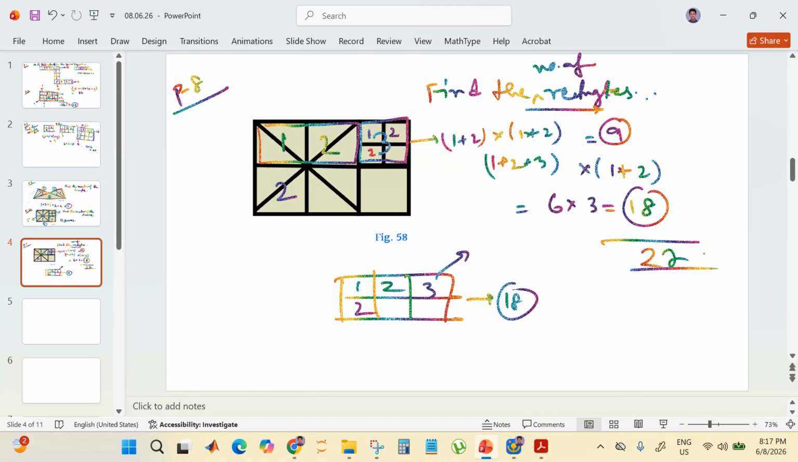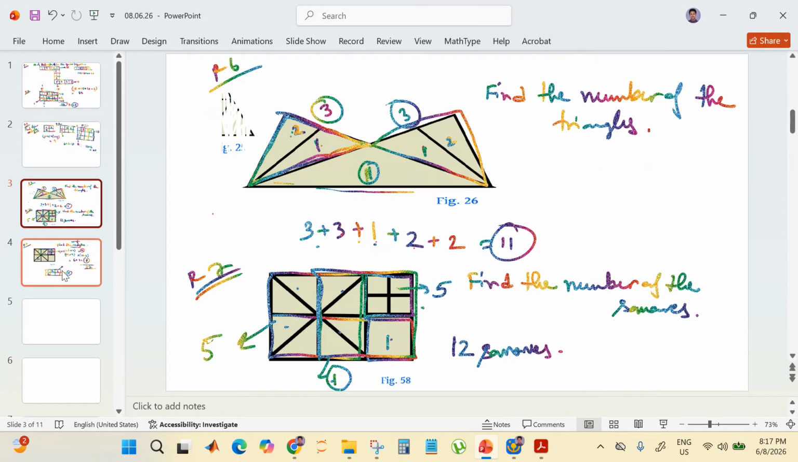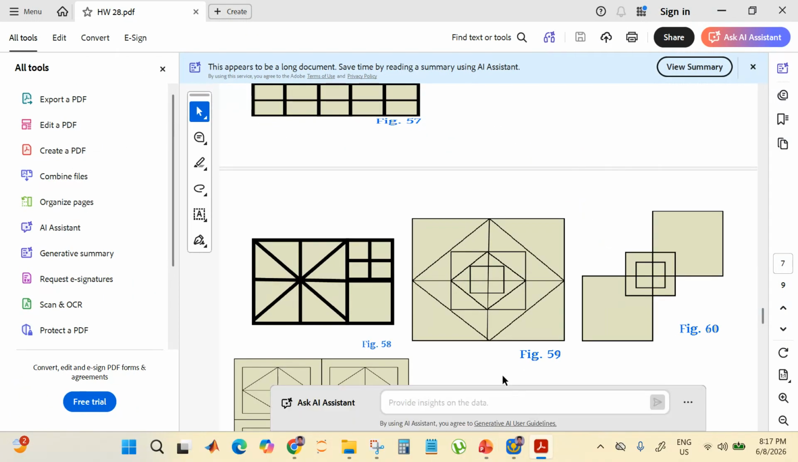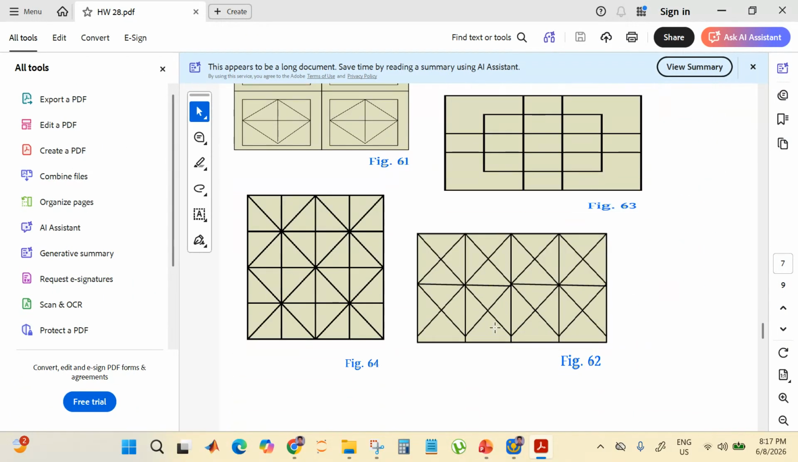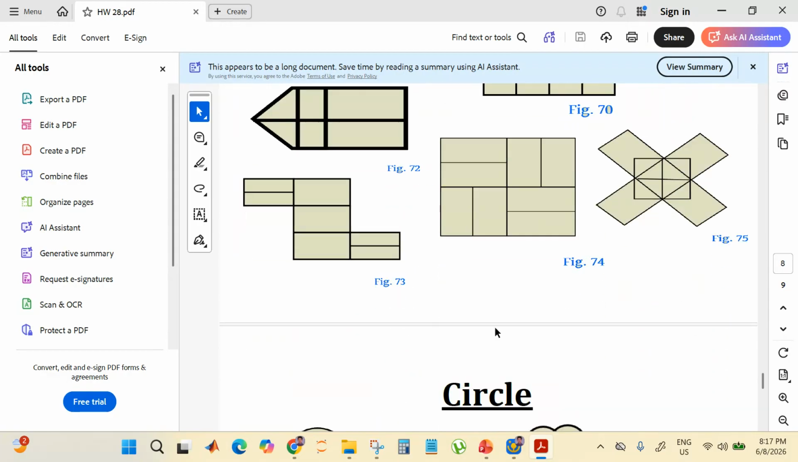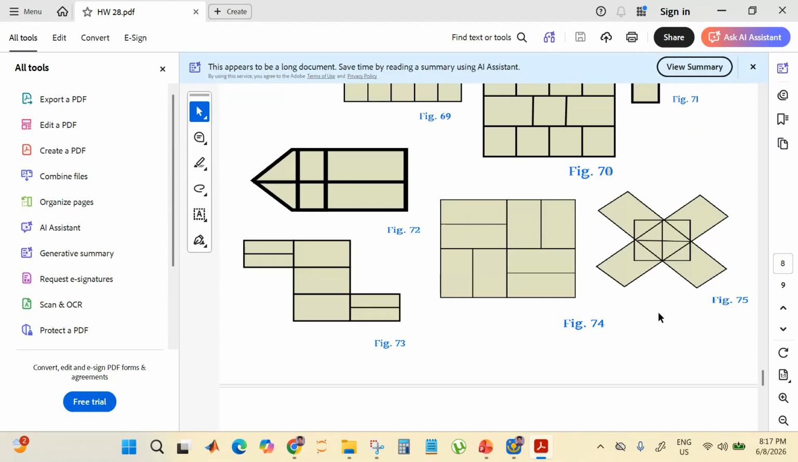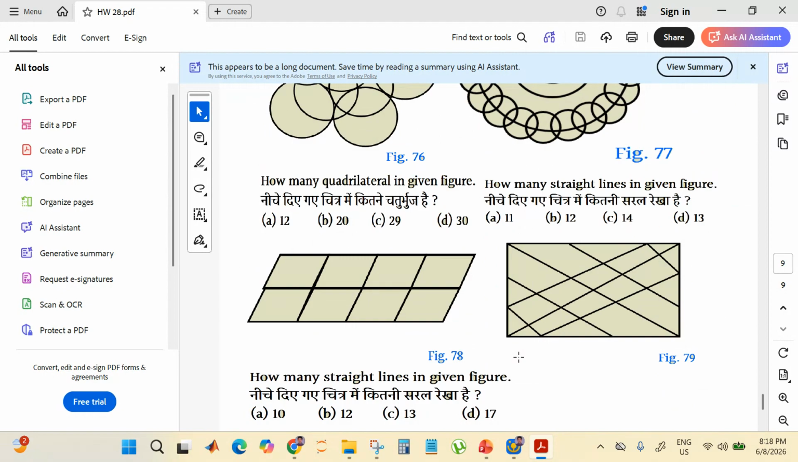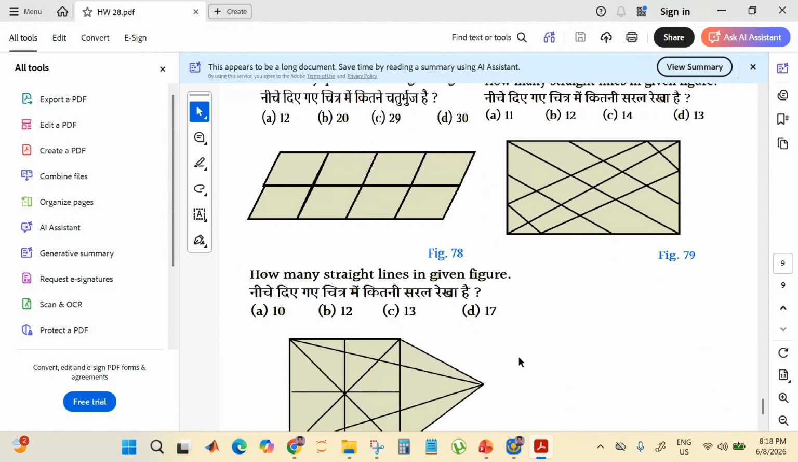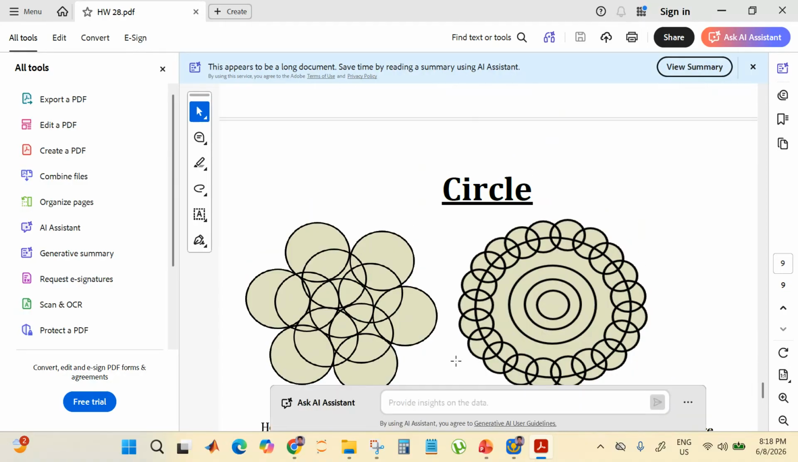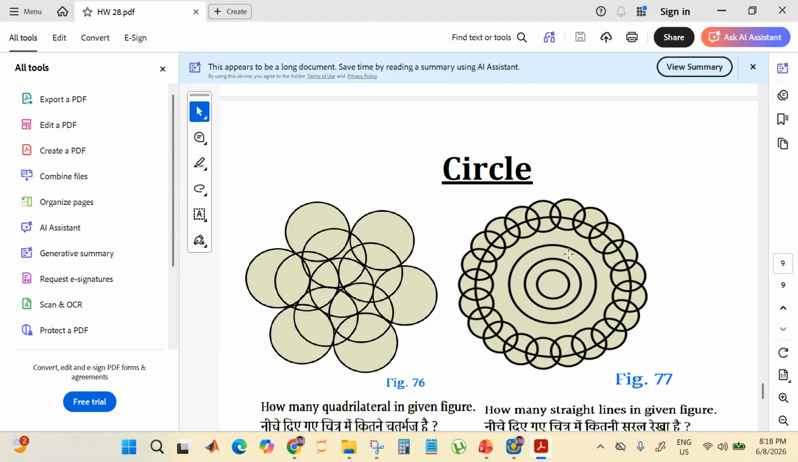Otherwise, if it is a square, then only 12 squares are there. Do this homework thoroughly and very cautiously. There are lots of problems, total 75. This 75 is mandatory. Actually, the circles, quadrilaterals, straight lines are not asked generally, but I am suggesting you to do the circles only.